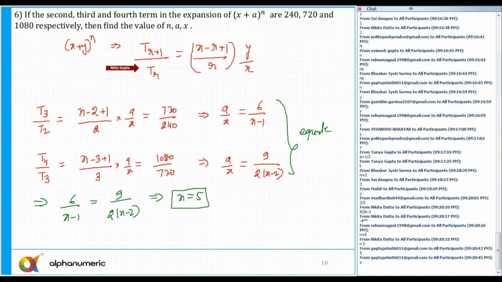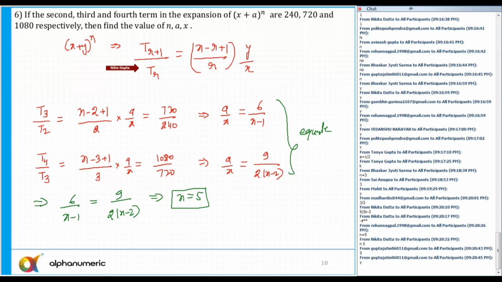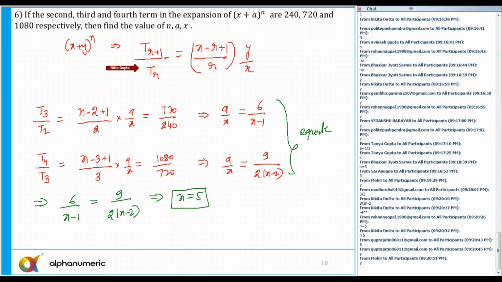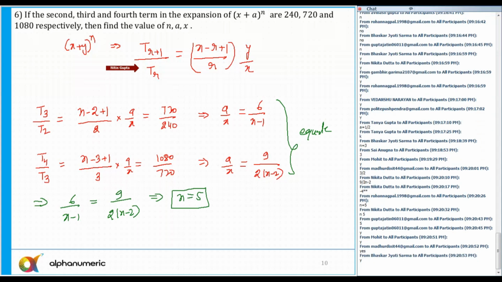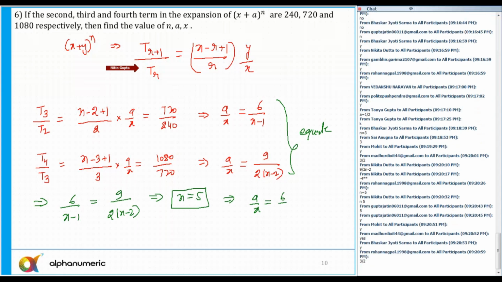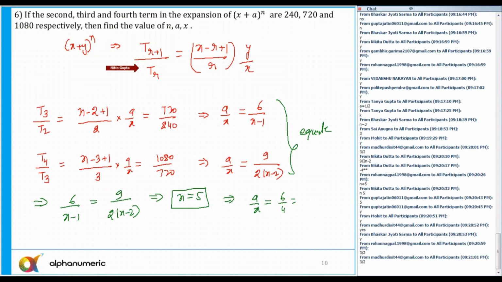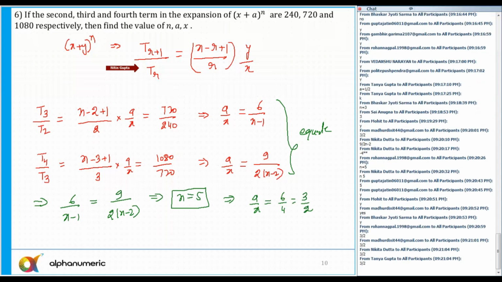So if I got n is equal to 5, can we find out the values of a and x now? What is the value of a by x? From here, a by x is equal to 6 by 4, and 6 by 4 is equal to 3 by 2. So this implies that a must be equal to 3 and x is equal to 2. And 3 plus 2 will be 5 also.